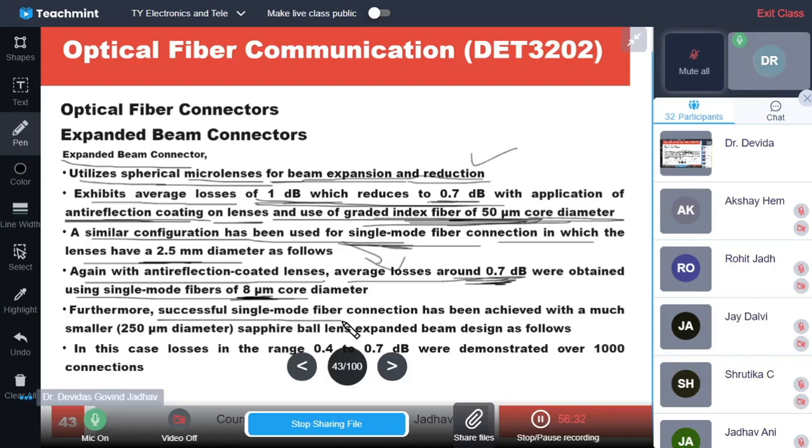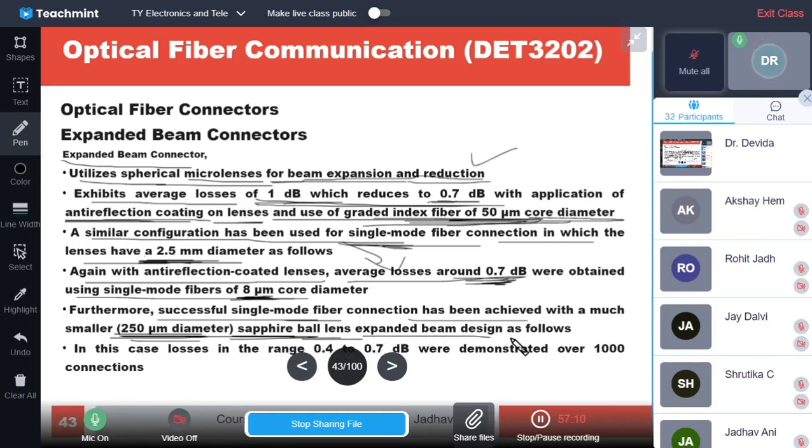Furthermore, successful single mode fiber connections have been achieved with a much smaller, 250 micrometer diameter sapphire lens also. So that earlier one is 2.5 millimeter, which means 2500 micrometer, but this is 250 micrometer, 10 times smaller. That is also successfully used, the sapphire material lens, which is again the ball lens, that is a spherical lens.